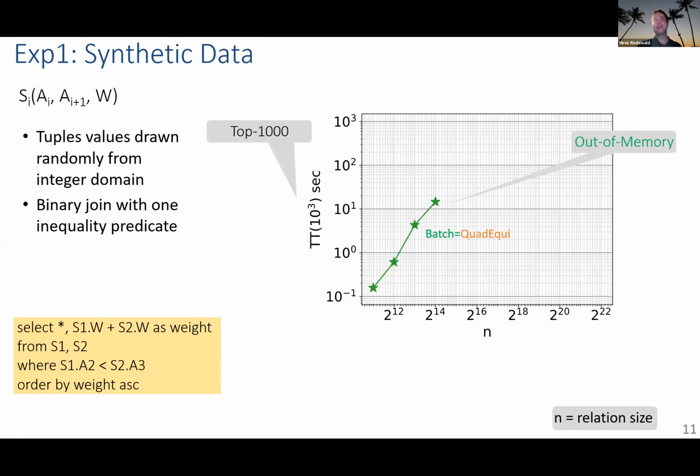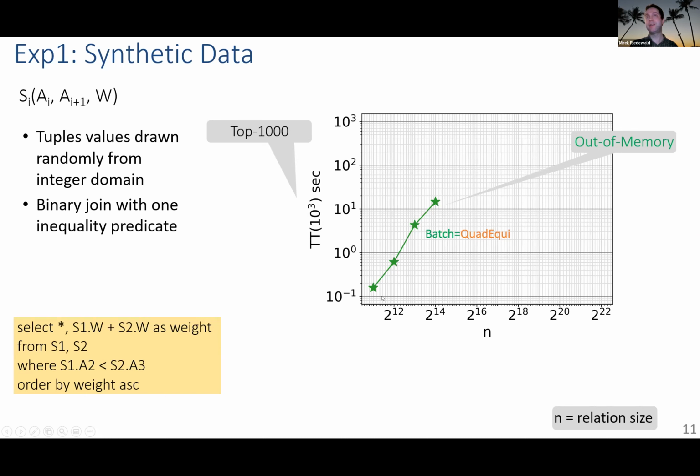So first, here's a graph that shows as we're increasing the input size of the relation. Notice that 2 to the power 14 is just something like 16,000. So these are pretty small relations, S, with 16,000 tuples. And we're looking at how long it takes to get the top 1,000 answers for a join of this kind of query. Both in the batch and the QuadEqui algorithm, they're pretty much the same thing here because we're only joining two relations.